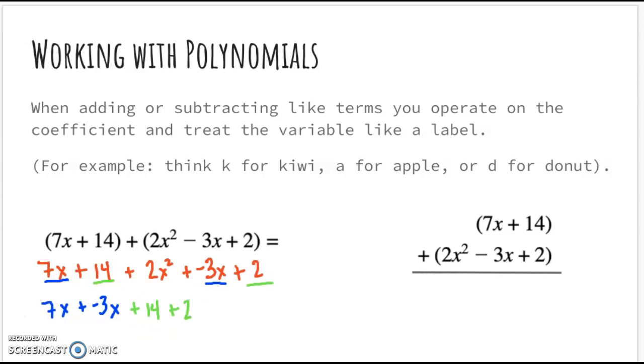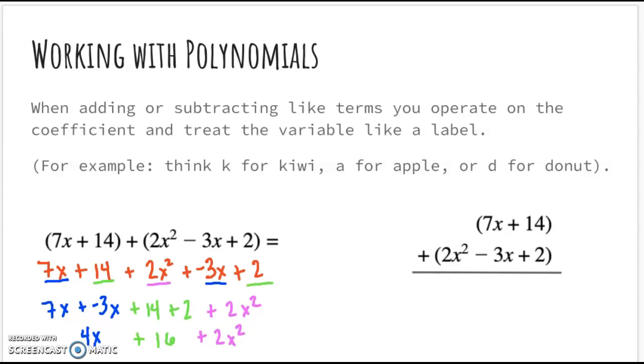And then the last term that I have on here is that 2x squared. So now I've grouped my polynomial with my like terms and I can combine them, right? So I've got 7x plus negative 3x gives me 4x, right? And then I've got 14 plus 2, which is 16. And my 2x squared doesn't combine with anything. It just stays 2x squared.